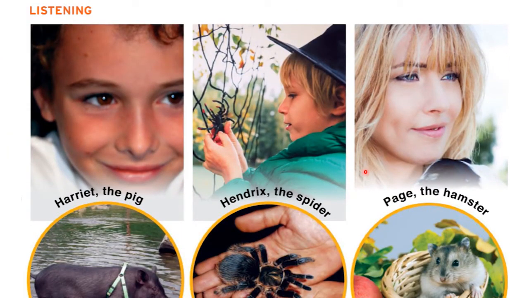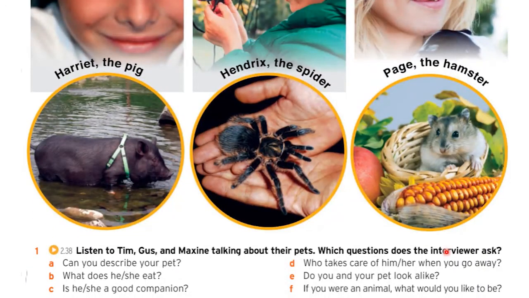Here we have some people with their animals. Here we have Harry the pig, Hendrik the spider, and Paige the hamster. Alright? I'm gonna play an audio and we're gonna listen to Tim, Gus, and Maxine talking about their pets. And they ask us, which questions does the interview ask? So according to what they say, which of these questions do you think that they are being asked? Okay, so let's listen to the audio and do the exercise.